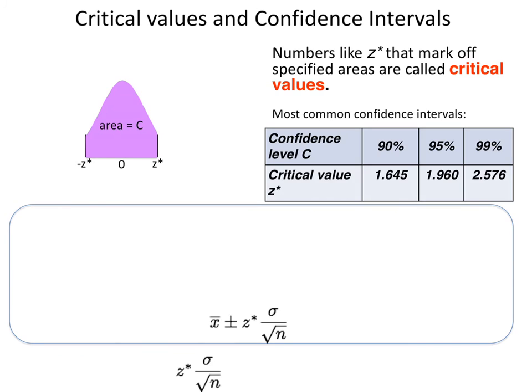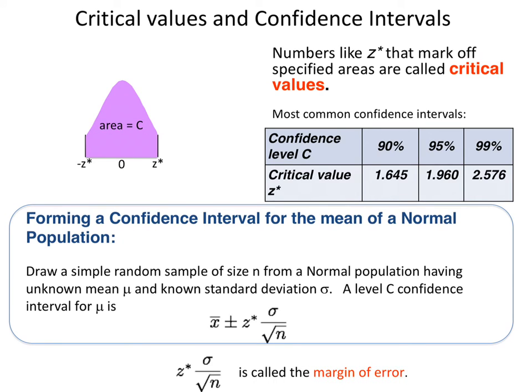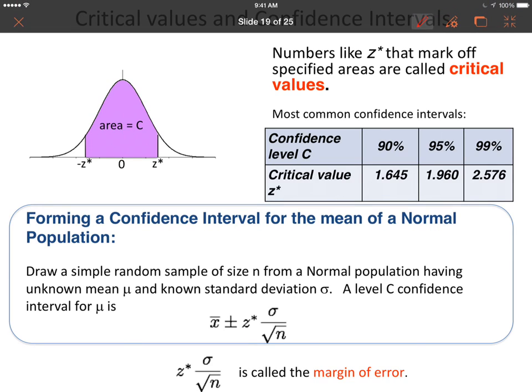All right, so let me fill this out a little bit and then we can talk about it. Okay, so to calculate a confidence interval for the population mean, our estimate is going to be the sample mean, x bar, and our margin of error is this z star times the standard deviation divided by the square root of n. N is the sample size.